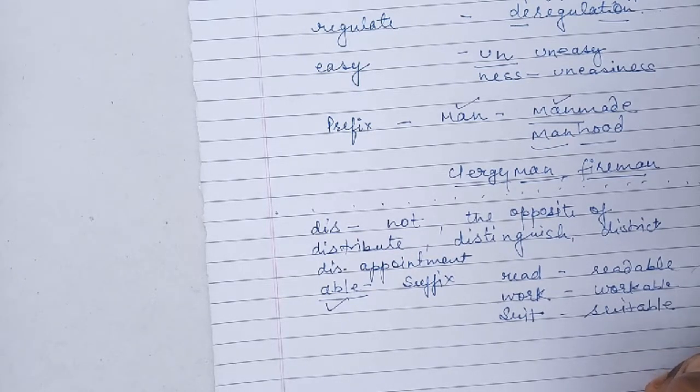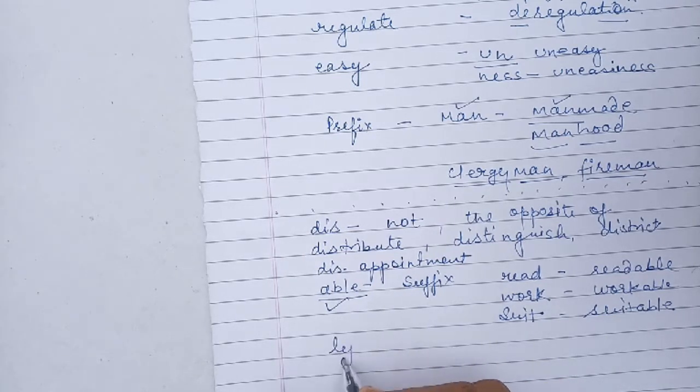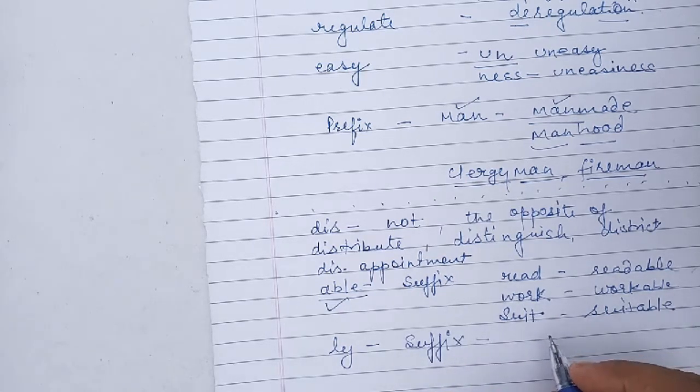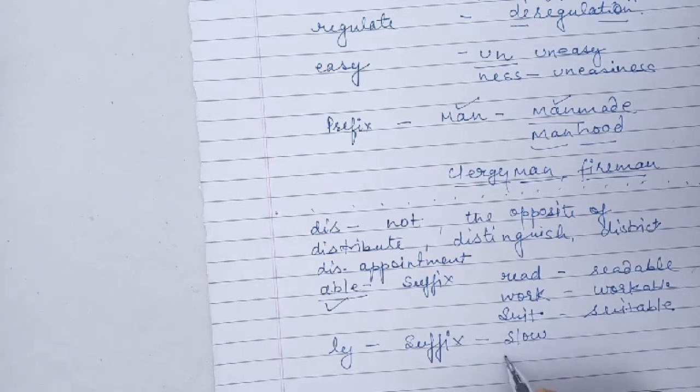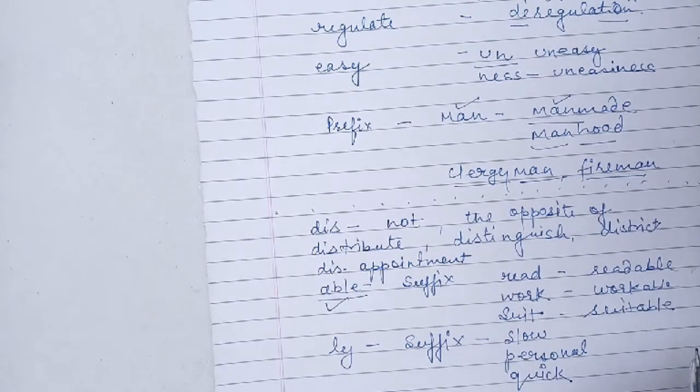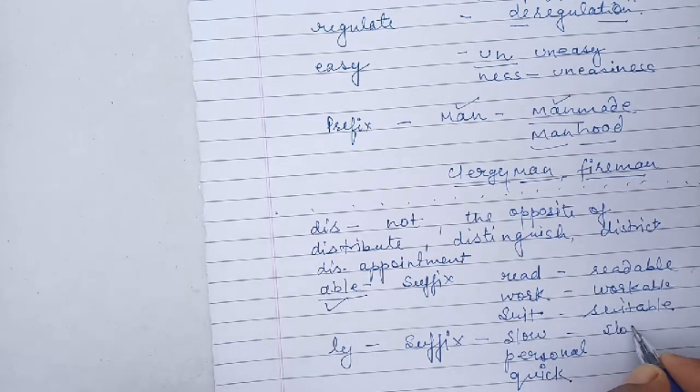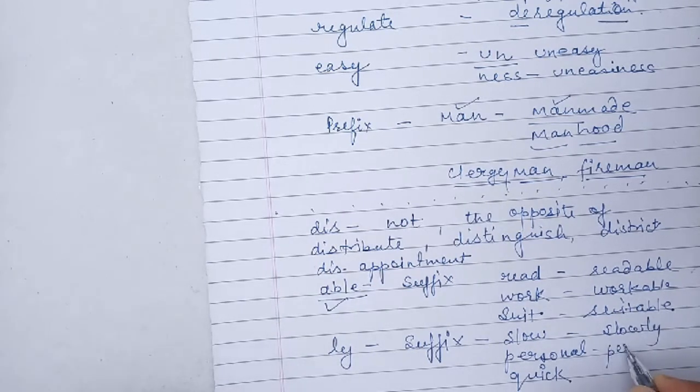Likewise, the suffix ly, added to adjectives like slow, personal, and quick, converts them into adverbs. We can make words like slowly, personally, quickly, etc.